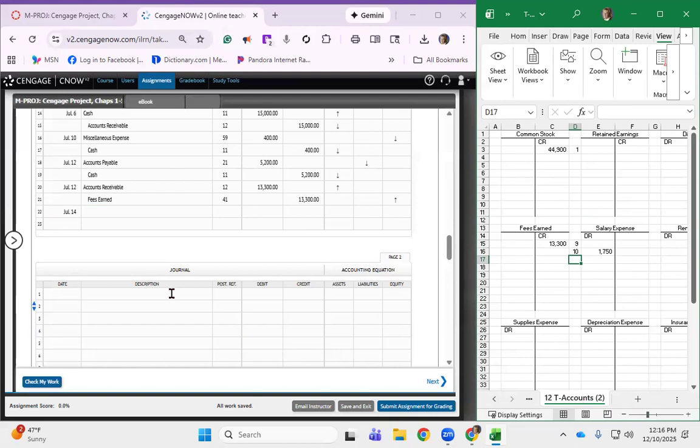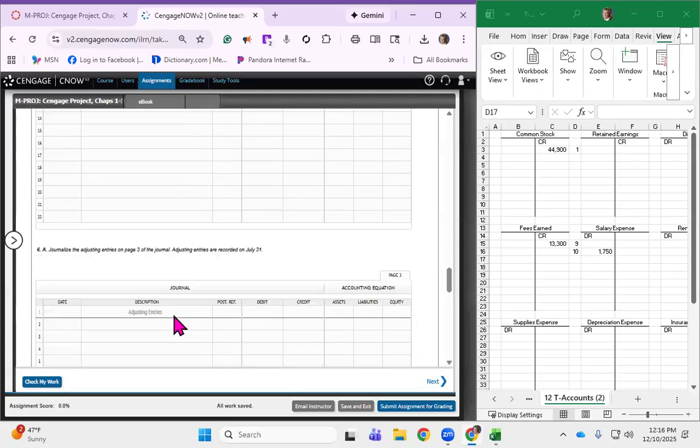I just want to make sure. All right. So what are we doing? We are paying the receptionist. So we're going to use salary expense. Okay. And 1750 and down goes cash. Okay. And now we're going to post.